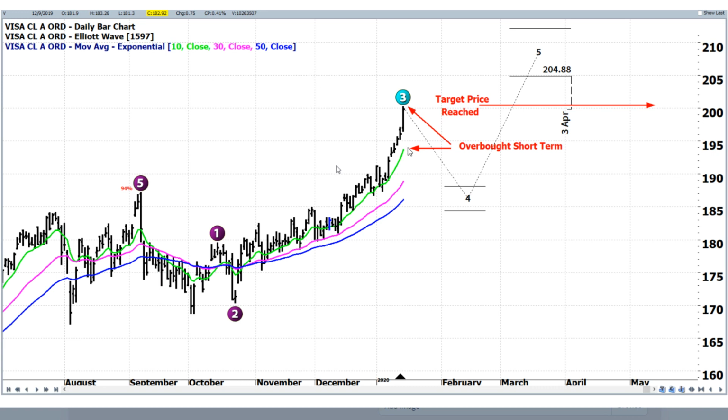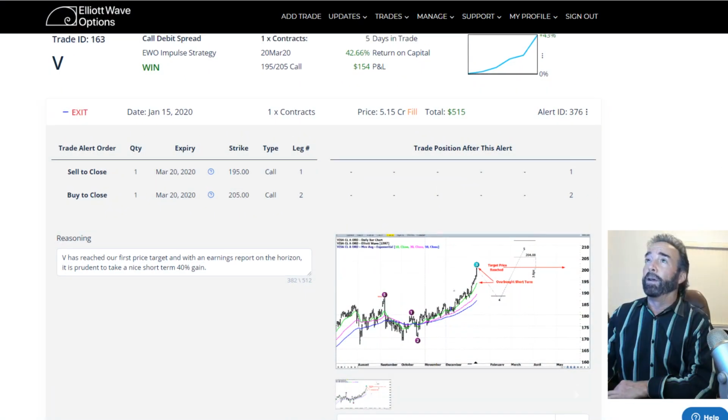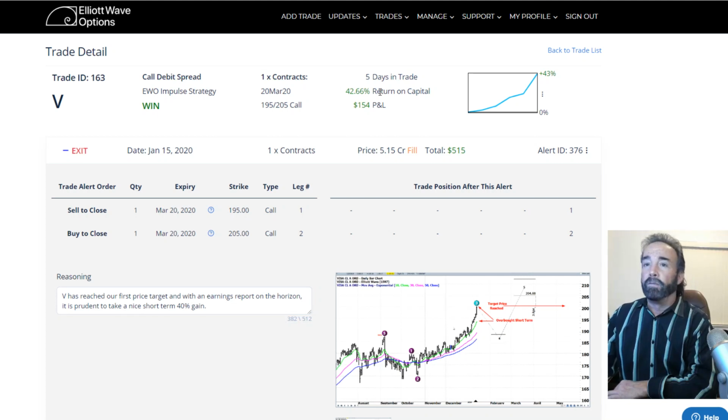Just fascinating. So here we were a bit overbought short term. We had hit our original target. That was the trading plan. So we closed the position out. And again, you can't be upset with 43% in 5 days.